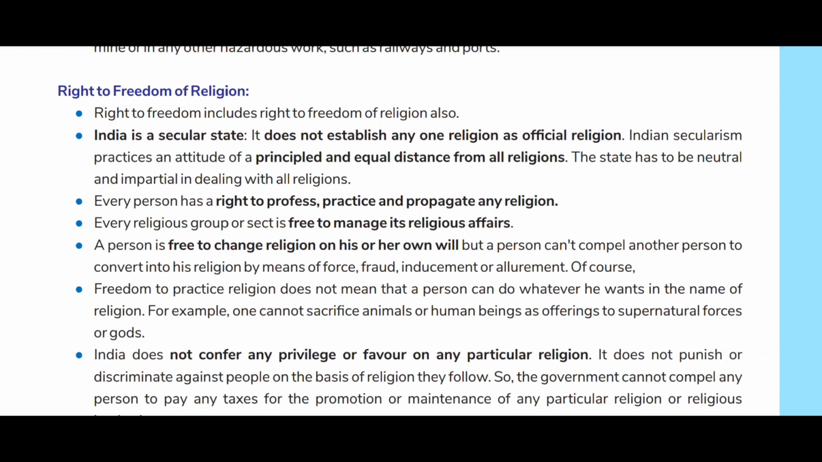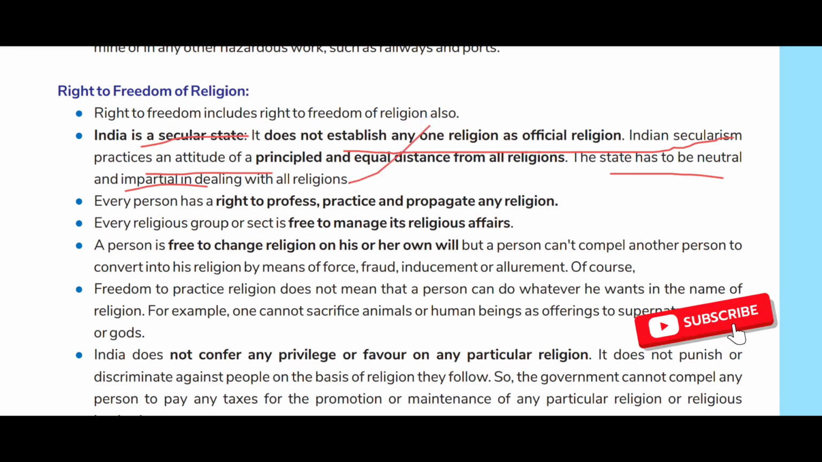Right to freedom of religion. The right to freedom includes the right to freedom of religion also. India is a secular state. It does not establish any one religion as the official religion. Indian secularism practices an attitude of principled and equal distance from all religions. The state has to be neutral and impartial in dealing with all religions.